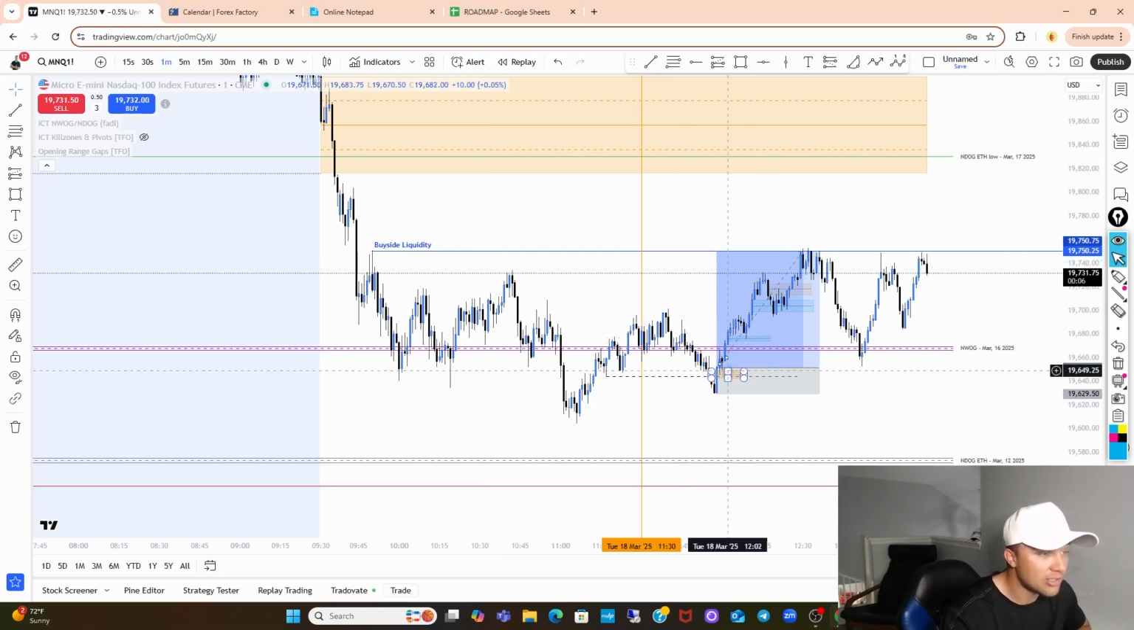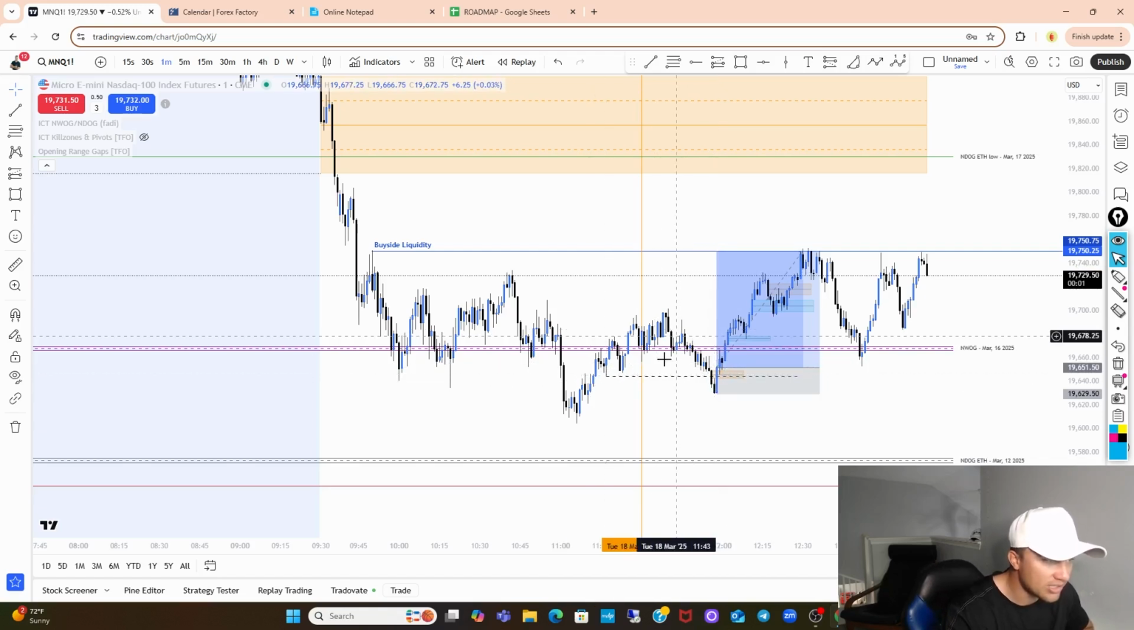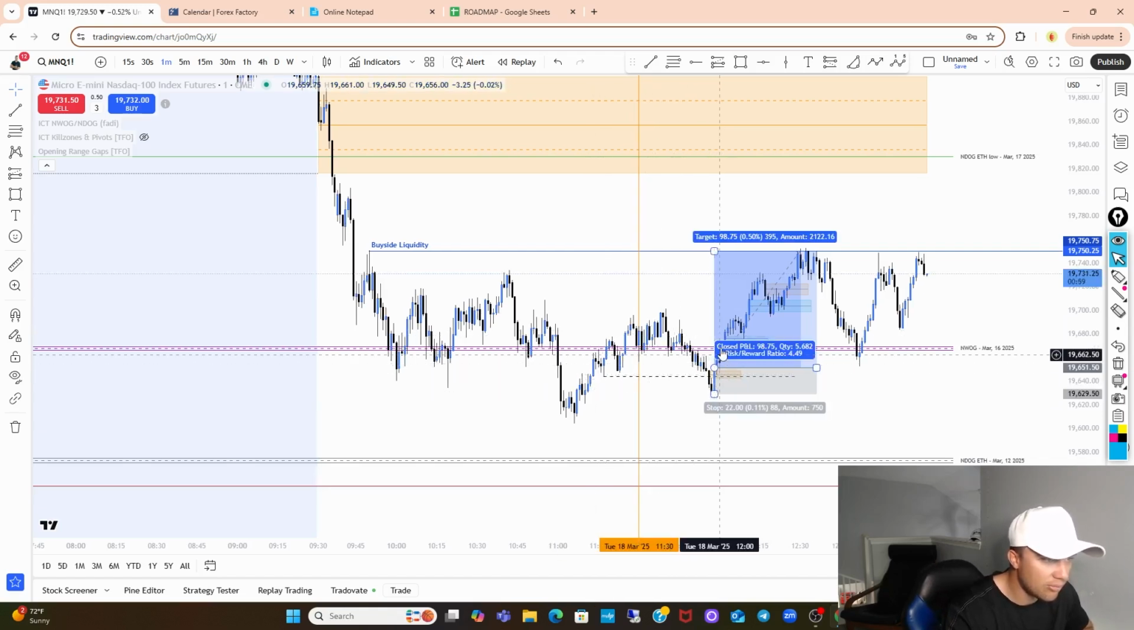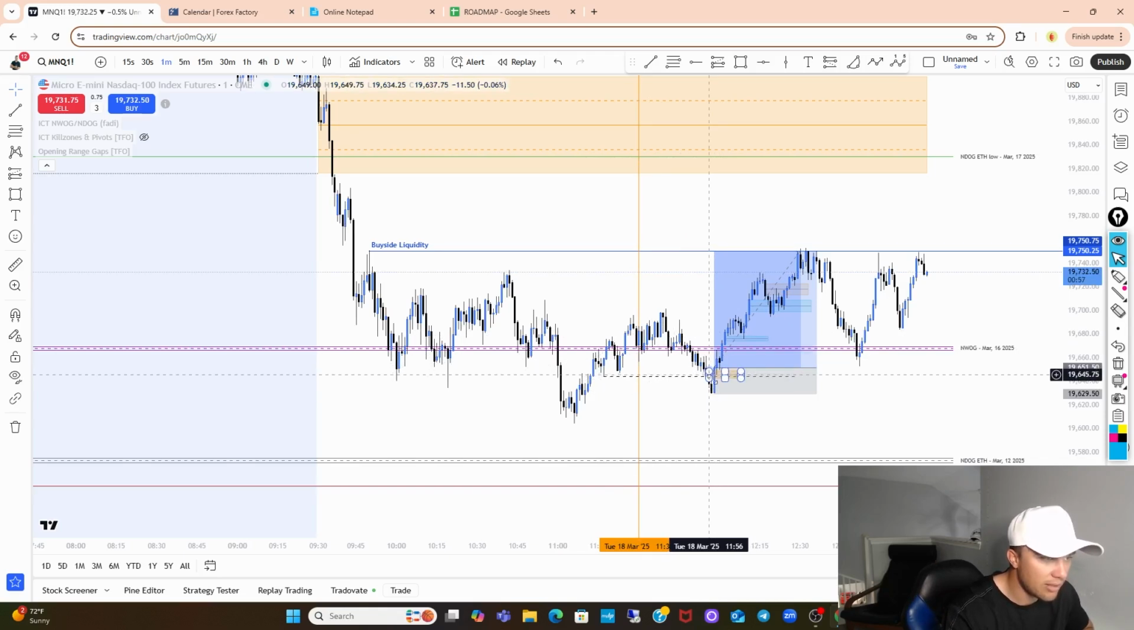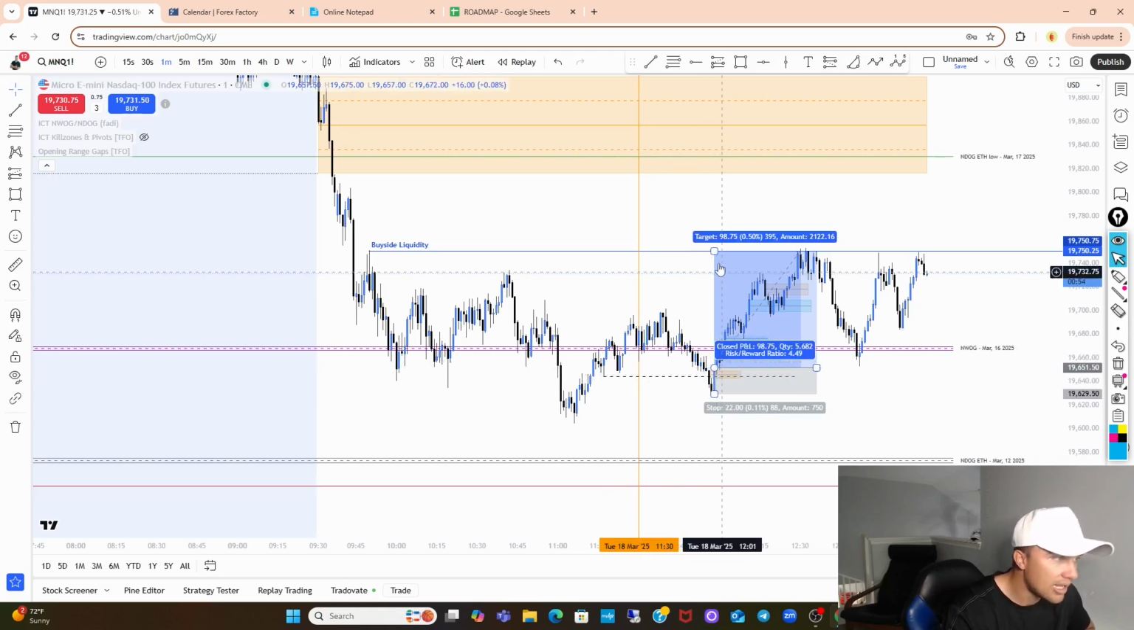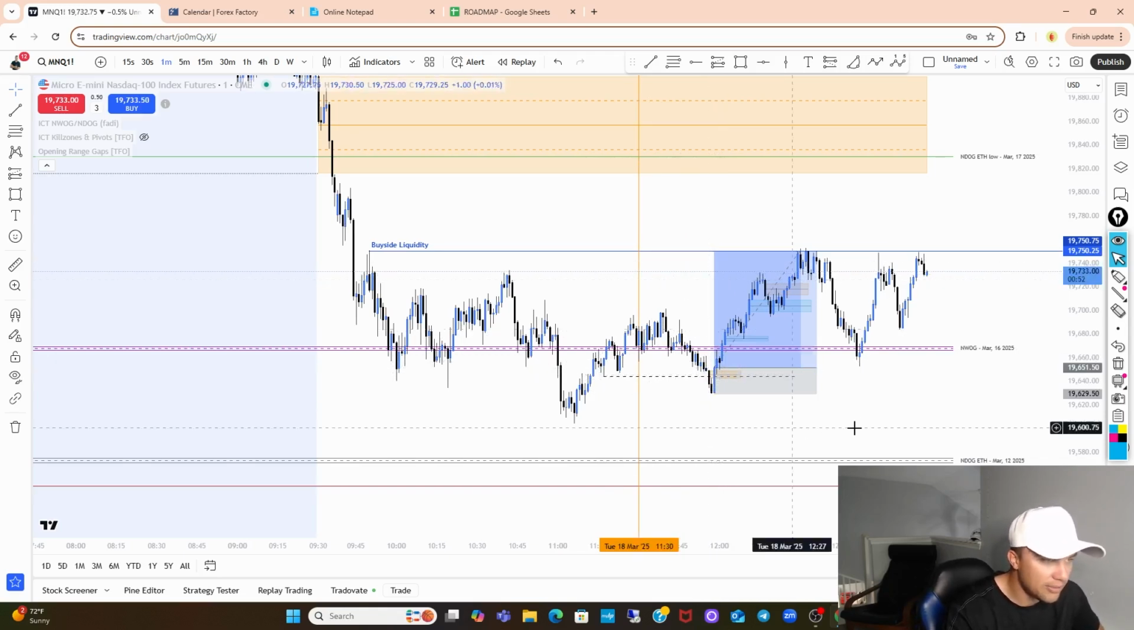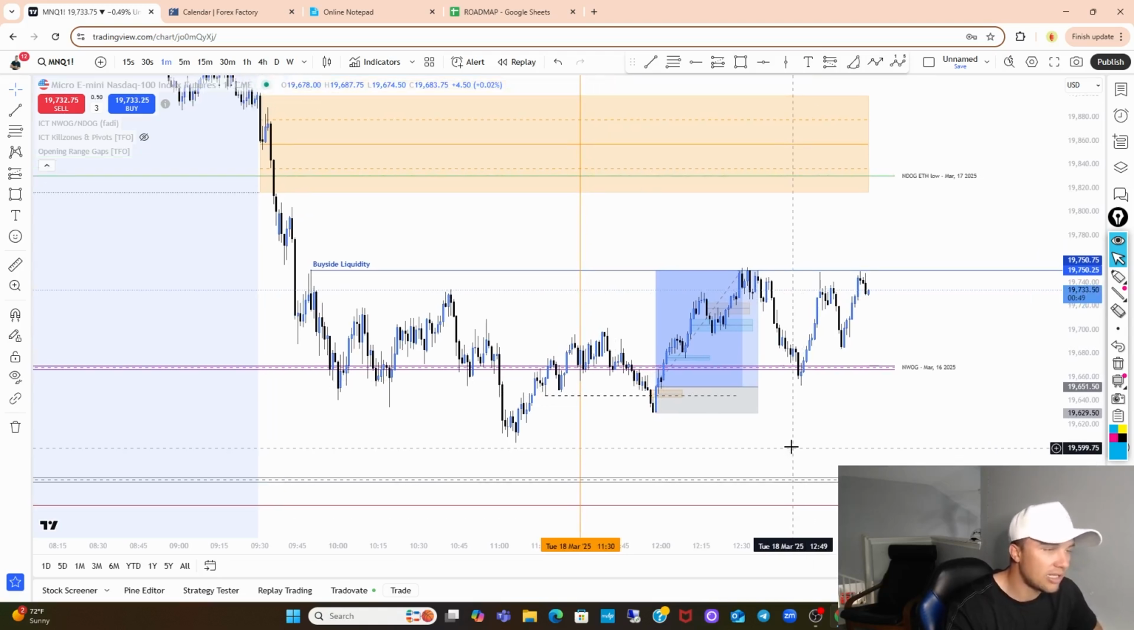So my entry is using that inversion fair value gap. Once we sweep these lows, I want to see a sweep of lows and then price inverse through that fair value gap. That is my signal to buy and then target that buy side liquidity. Pretty simple strategy: understanding time and place in the lunch hour and using that inversion fair value gap once price manipulates and takes lows, to then inverse and continue that buy side delivery.